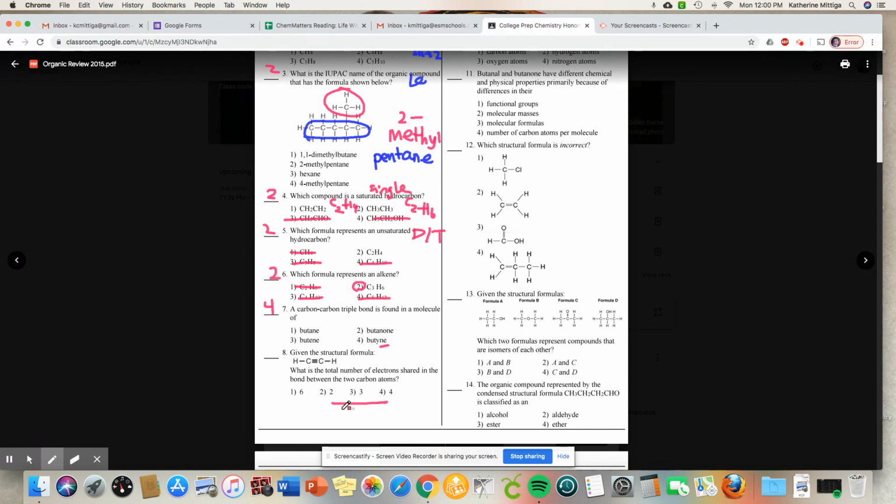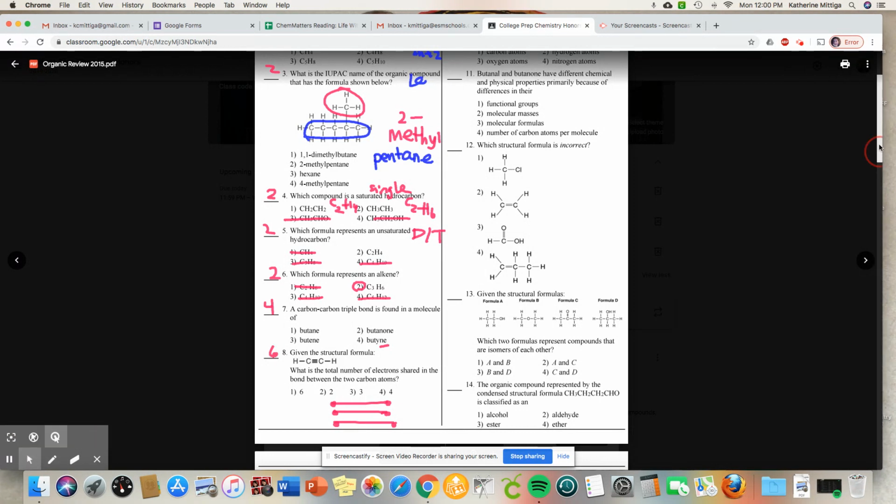So I have a triple bond. I'm just going to make it bigger. In a triple bond, you have two atoms sharing electrons. If there are three bonds, each of them has 1, 2, 3, 4, 5, 6. So total electrons shared is 6.